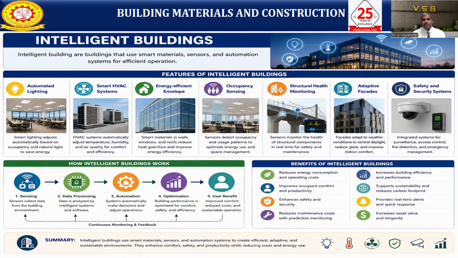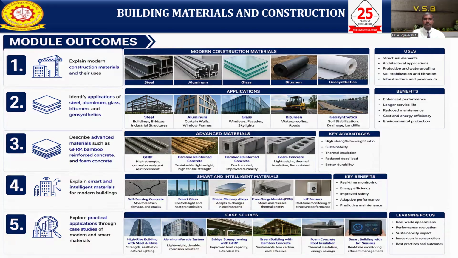So what we can understand is that because of this, an intelligent building is made of smart materials. It has sensors and automation systems to create an efficient, adaptive and sustainable environment. So they enhance the comfort, safety and productivity by reducing the cost as well as the energy use. So, dear learners, now you understand module 5.